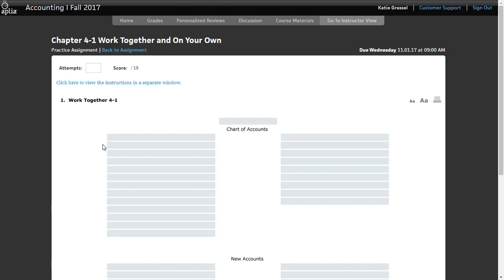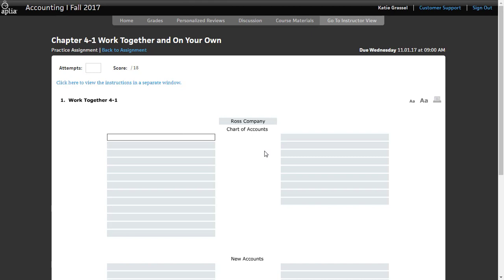The first thing we have to do on our chart of accounts, right above where it says chart of accounts, is put the name of our business, which is Ross Company. Now, there are 2 sides to our chart of accounts. One side of our chart of accounts is called the balance sheet accounts.